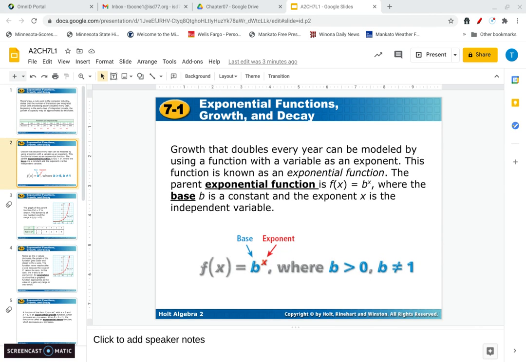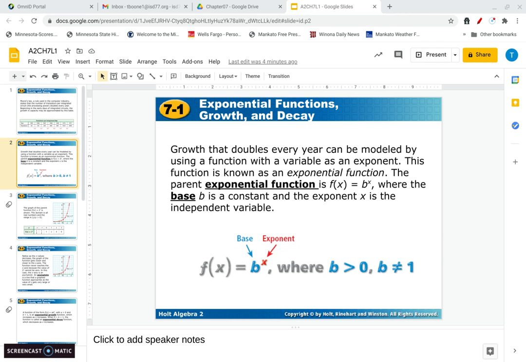So the parent function of the exponential function is basically going to be, as we talk about, b is the base of the exponent. That's what we're multiplying by. x is the exponent, which tells us how many times we're doing this. So that'll tell us how many times to multiply by that base.